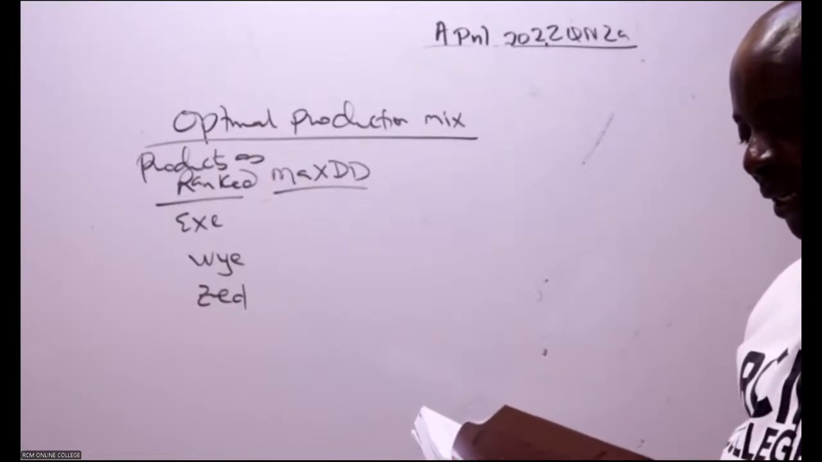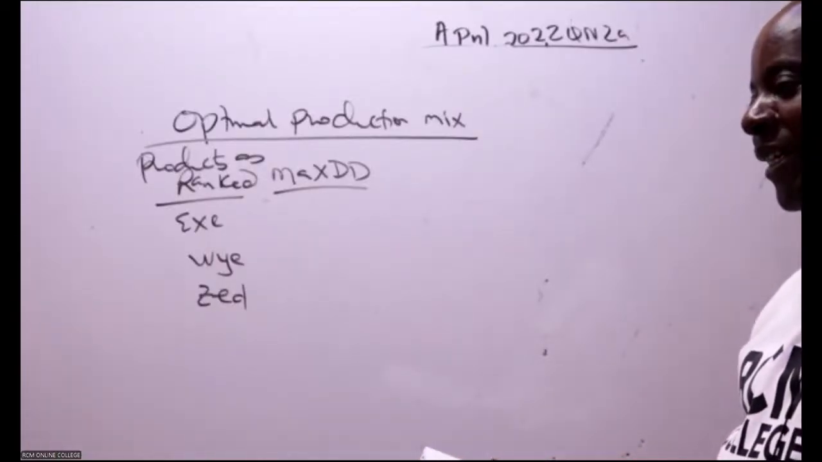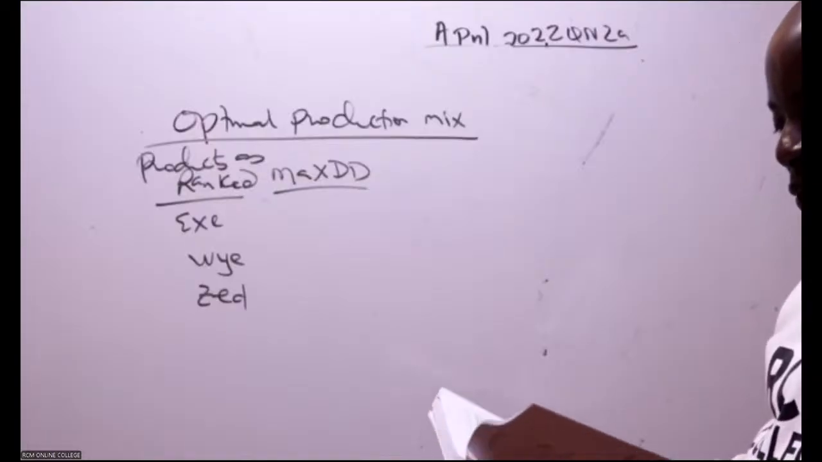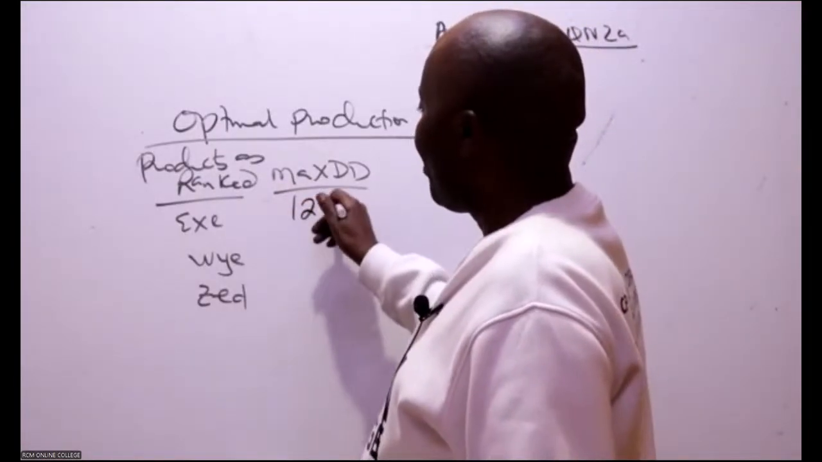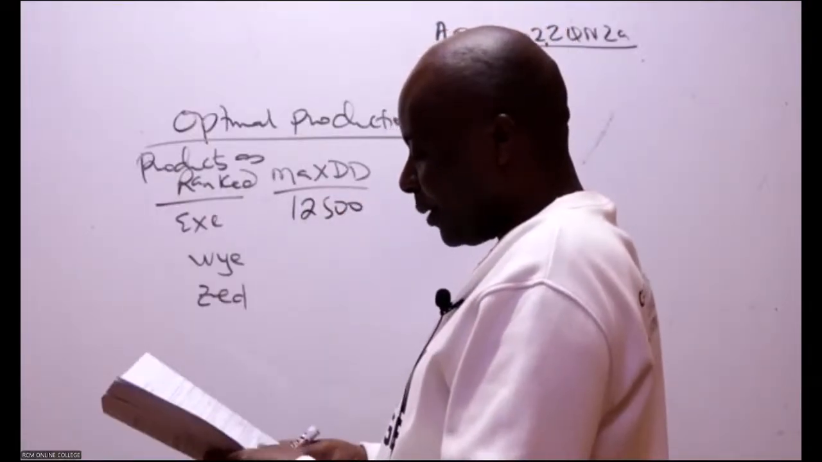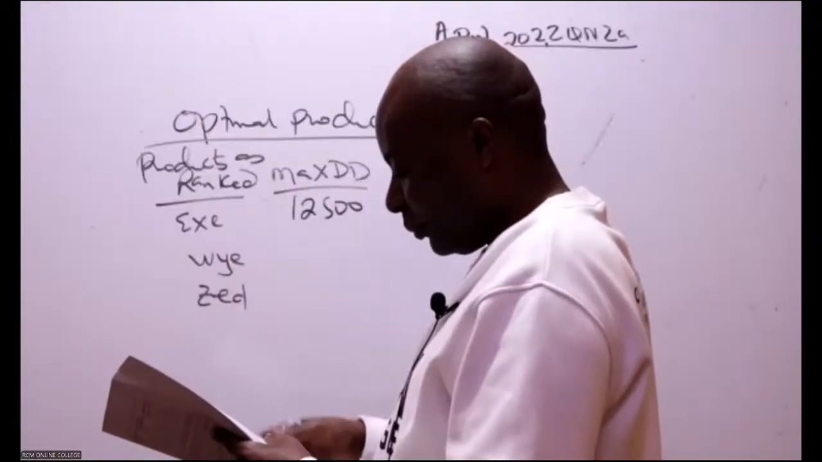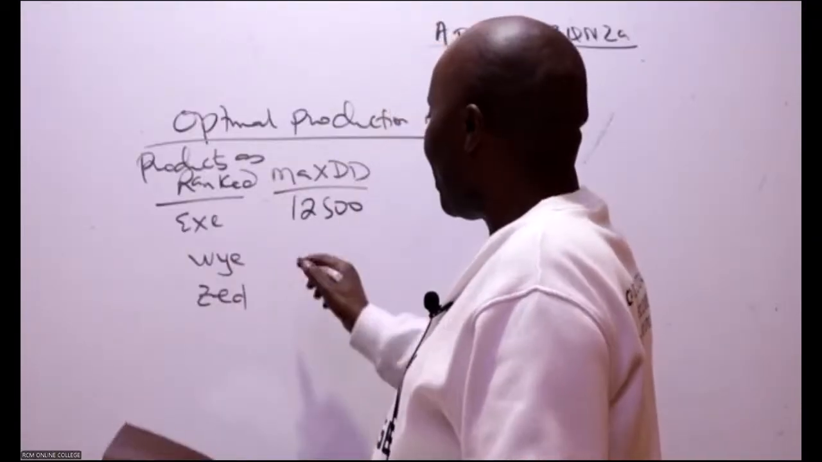Maximum demand is given in note number 4. Yes. So we have here 12,500. Fortunately, they are following that order. So 12,500. So, ladies and gentlemen, from there we have 7,500 and 8,000.